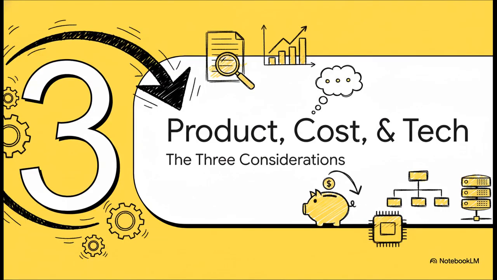So here's the million-dollar question. How do you choose? Well, it's not a gut feeling. The source gives us a fantastic framework that's based on three key areas: what your product actually needs, what it's going to cost you, and the technical limits of your current system.